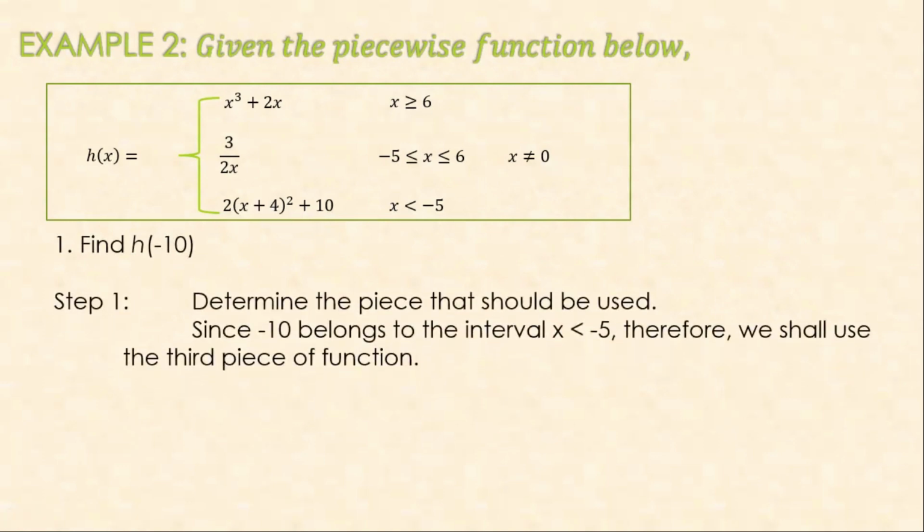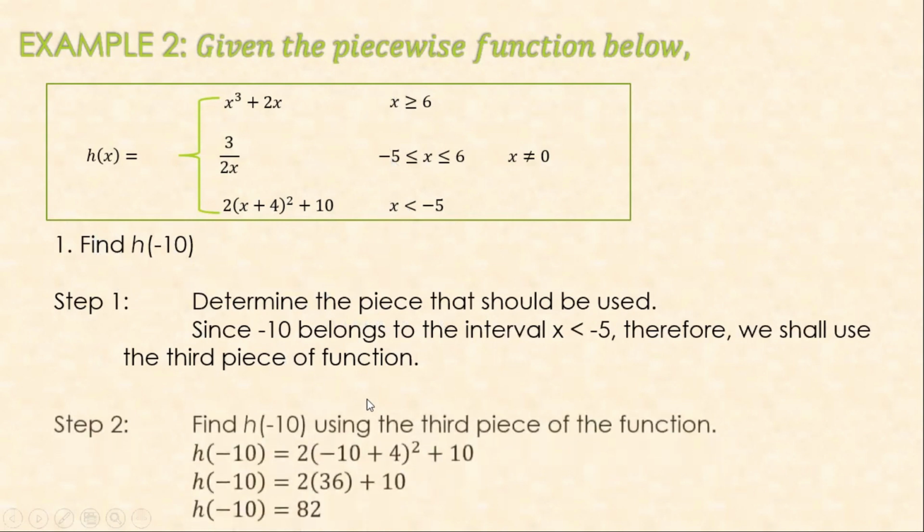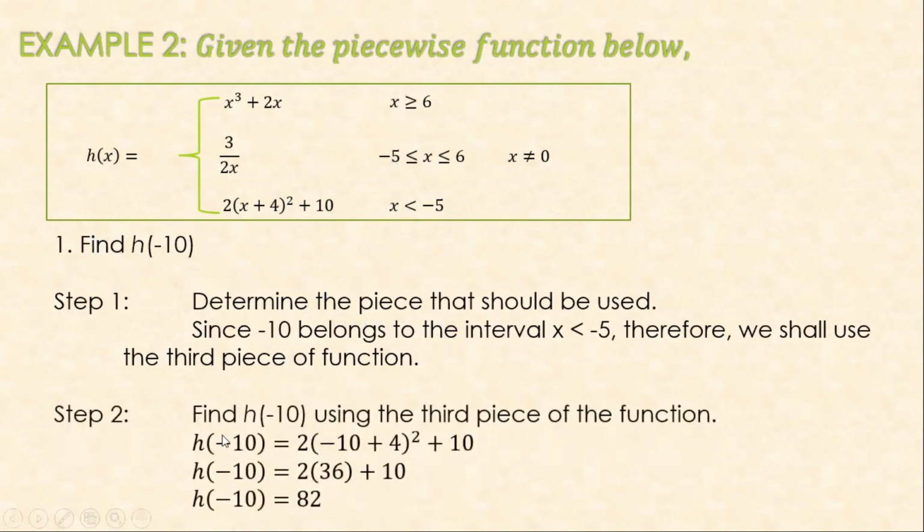So first step that we have to do is to determine the piece that should be used in solving this problem. So since negative 10 belongs to the interval of x less than negative 5, therefore we shall use the third piece of the function. And therefore, we have h of negative 10 will be equal to 2 times negative 10 plus 4 squared plus 10. Simplify the equation, we get 2 times 36 plus 10, and that is equal to 82.